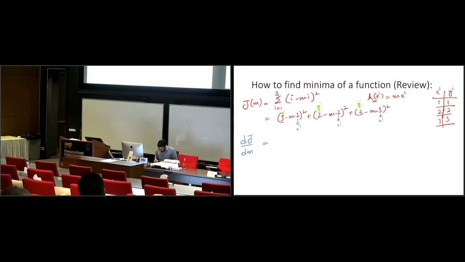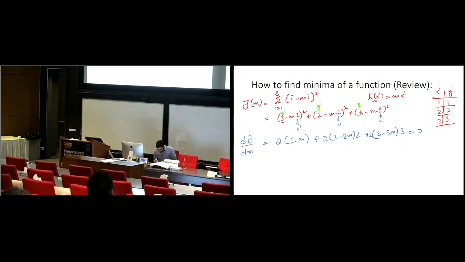That would be 2 times (1 minus m) plus 2 times (2 minus 2m) times 2 plus 2 times (3 minus 3m) times 3 is equal to 0. Everybody understands this? This is a simple derivative, simple chain rule. You apply the power rule to the entire thing and then you take the derivative of what's inside. Okay? If anybody has confusion here, please let me know and we will settle it.